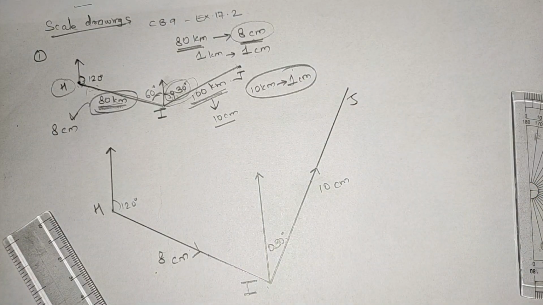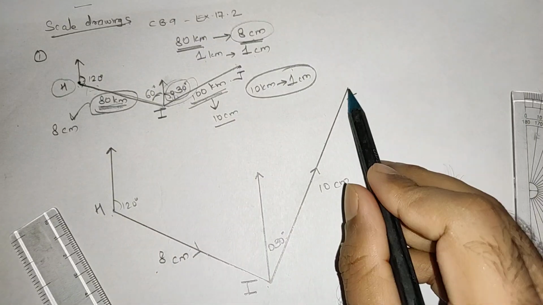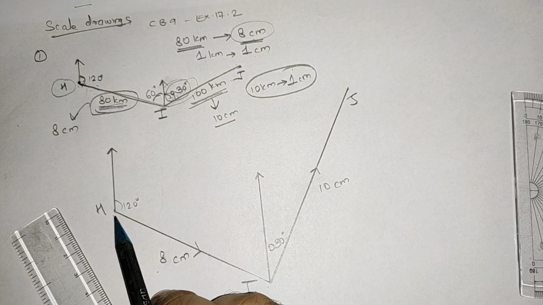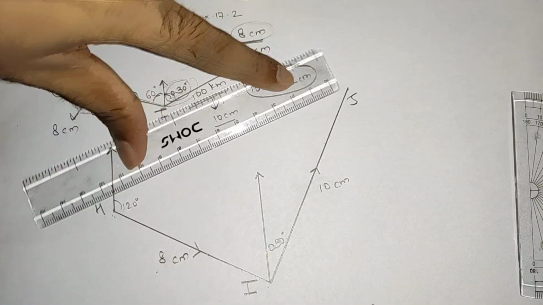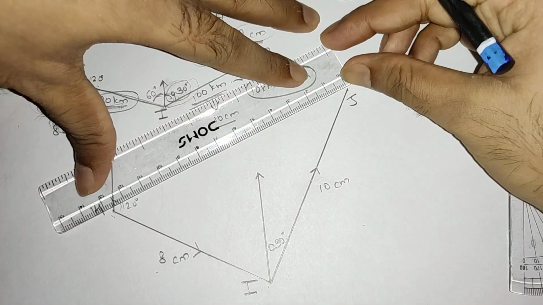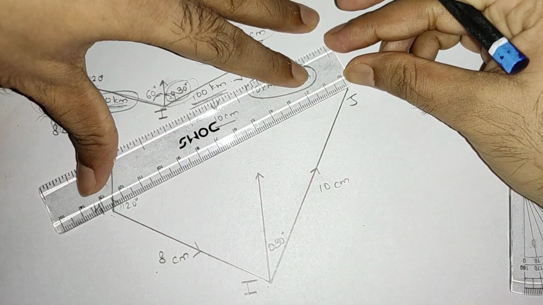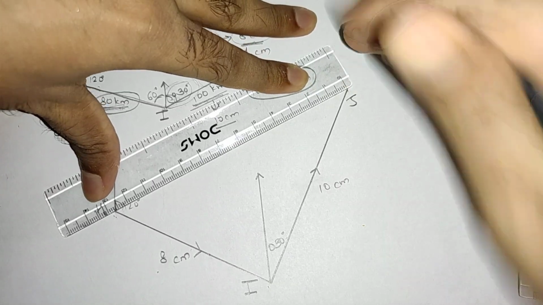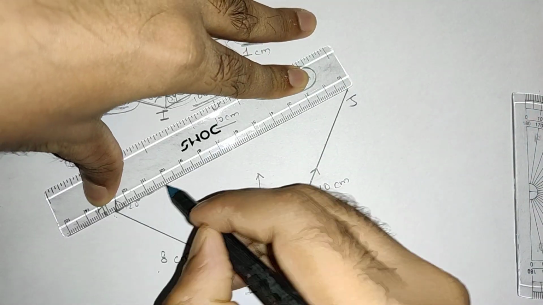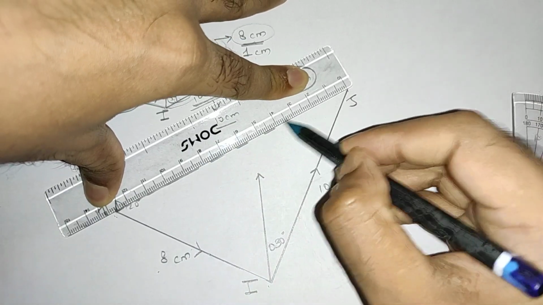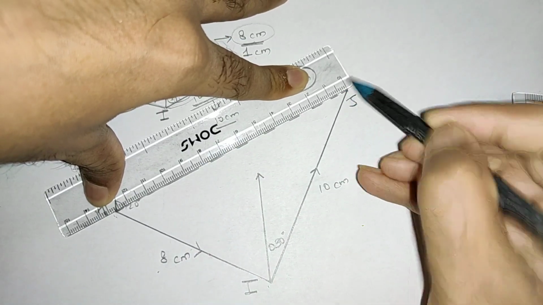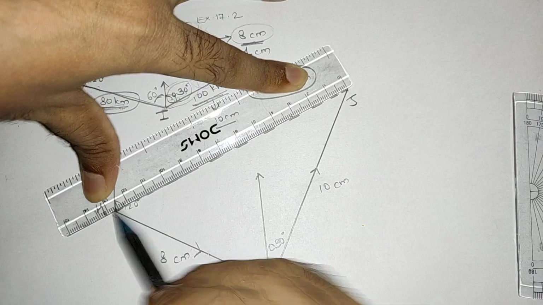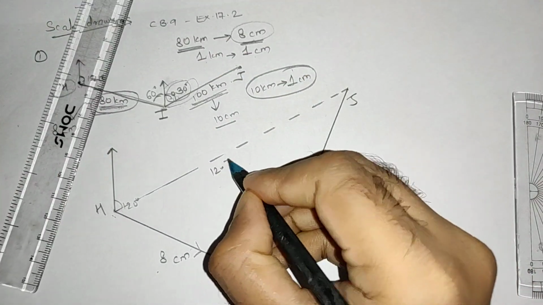What's the B part? How far must the ship now sail to return to the harbor? Harbor is H. From J to H, how far? Means we need to calculate distance. So first keep the ruler over here. Measure this length. Or you can draw the dotted line, or you can join this. It's up to you. What is this length? This is 12.7 centimeter.